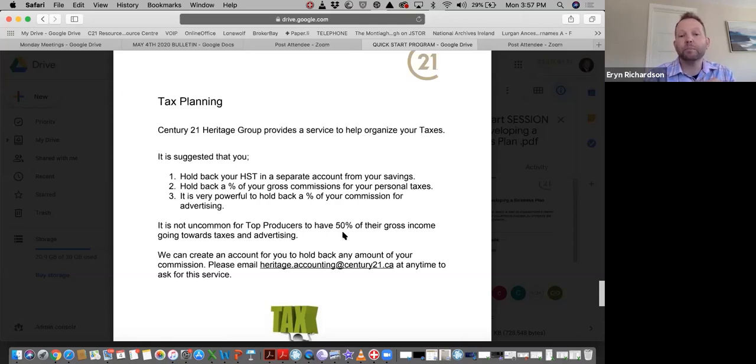And this is why top producers are where they are, because they know what they can spend where to make them the most amount of money, including their time. So there's actually the email address. I actually put it in there: heritage.accounting@century21.ca. At any time, if you want to take advantage of putting some of it aside, it's the best thing I ever did.